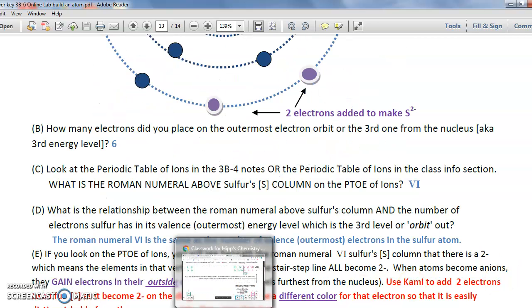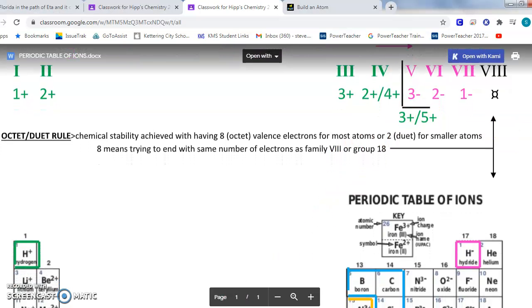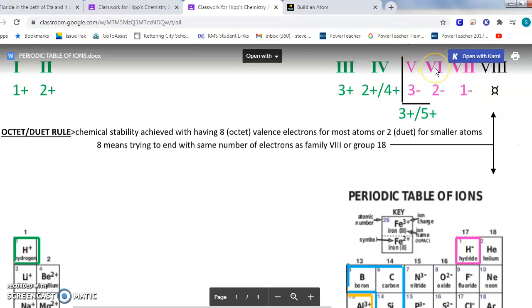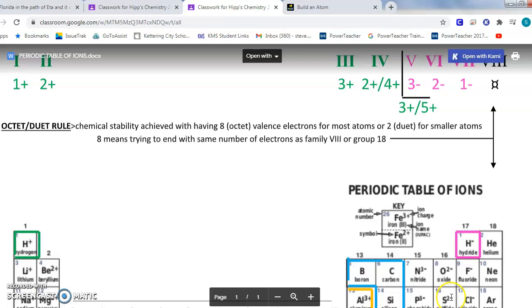What's the Roman numeral above sulfur? Well, we're certainly hoping that it's 6, because that's the pattern we've learned: the Roman numeral tells how many it has in its valence. So here's sulfur right down here. That's the sulfide ion, S2 minus, but sulfur starts out with 6. If we go straight up, it says it starts out with 6. It would need 2, 6 and 2 to get 8 and satisfy the octet rule. So we would expect the sulfide ion to want 2 more electrons in order to get chemically stable. And if it gets 2 more electrons, it'll have the same number of electrons as argon.